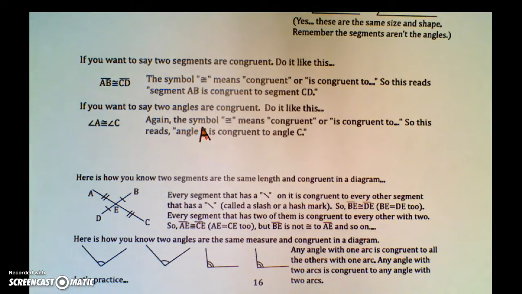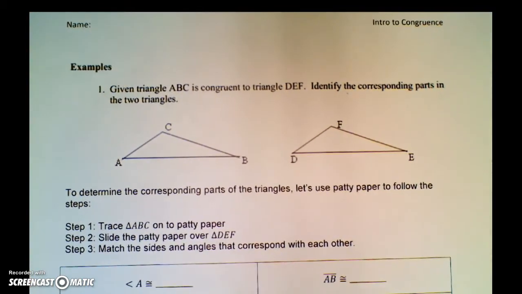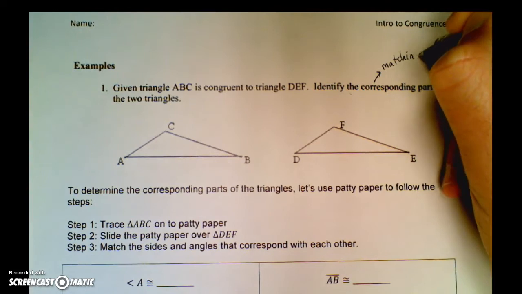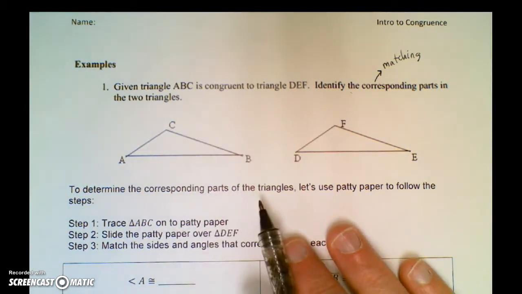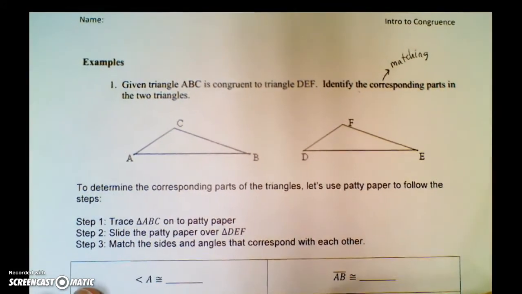So we're going to do a little investigation with congruent shapes, particularly with triangles, and we're going to use some of our previous knowledge of terms that we've learned in the beginning of the school year. So given two triangles, ABC, and it's congruent to triangle DEF. We're going to identify the corresponding parts in the two triangles. Remember, corresponding means matching. So to determine the corresponding parts of the triangles, let's use patty paper to follow the steps to answer the questions. So using the patty paper, it says trace triangle ABC onto the patty paper.